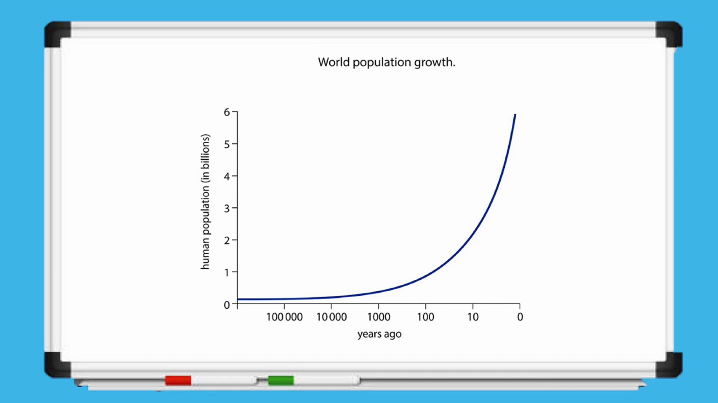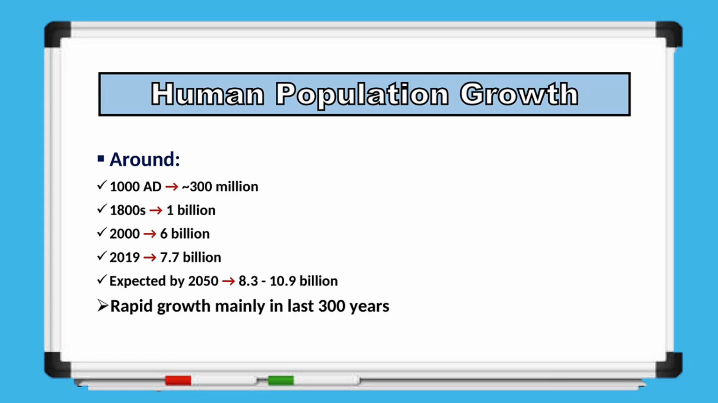Now let's look at the first graph. As you can see, it illustrates the rapid growth of the human population over time. For most of human history, population growth remained very slow. However, during the last few hundred years, the population increased dramatically, producing a J-shaped growth curve. Around the year 1000, the world's population was approximately 300 million. By the early 1800s, it had reached about 1 billion. Around the year 2000, it increased to approximately 6 billion, and by 2019 it reached about 7.7 billion. It is expected to reach between 8.3 and 10.9 billion by 2050.